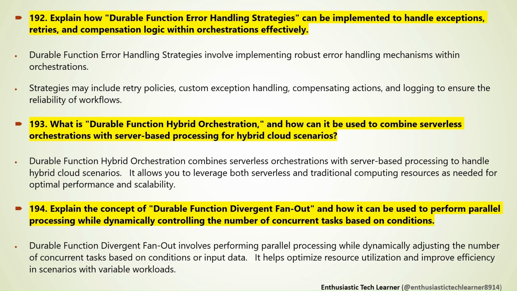Explain the concept of durable function divergent fan-out and how it can be used to perform parallel processing while dynamically controlling the number of concurrent tasks based on conditions. Durable function divergent fan-out involves performing parallel processing while dynamically adjusting the number of concurrent tasks based on conditions or input data. It helps optimize resource utilization and improve efficiency in scenarios with variable workloads.